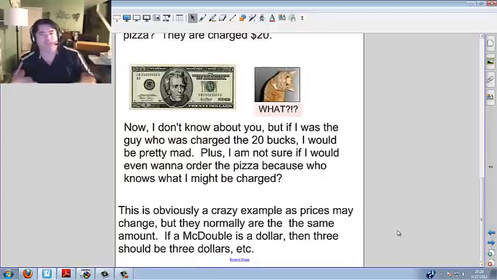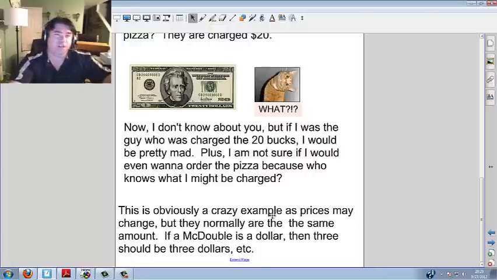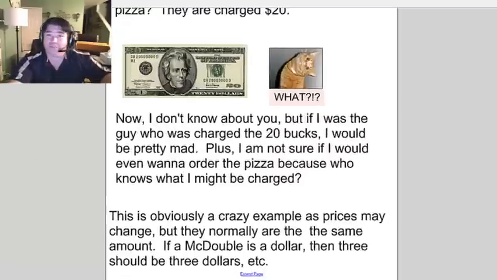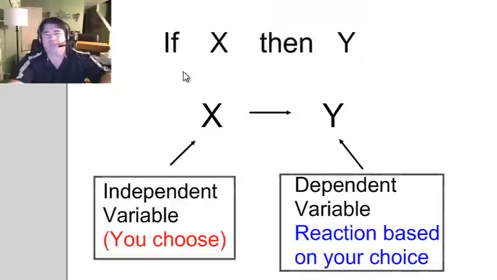For instance, the McDouble is usually $1. And so if you buy 3 McDoubles, you're going to pay $3. If you buy one, you'll pay $1, and so on and so forth. You basically have a good idea of what you have to pay. So, if x, then y.